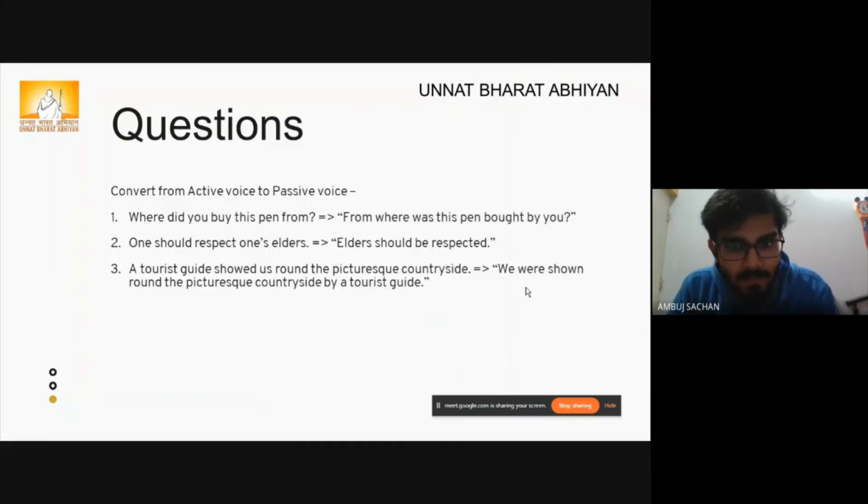This sentence, the passive sentence, is also something that is for everyone around you. Elders should be respected is something that applies to everyone around you. So just because the word one does not show up in the passive version of the sentence doesn't mean the meaning has changed. Please take a good note of that. You may pause the recording at any point of time and take a look at the examples and the questions.